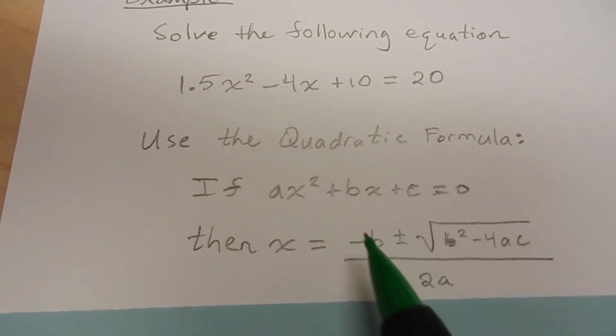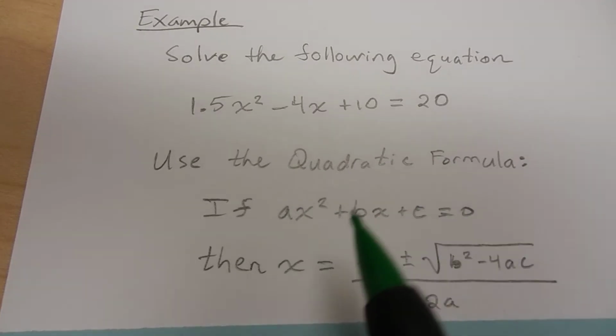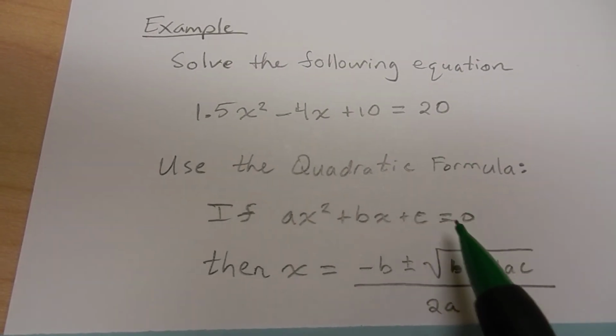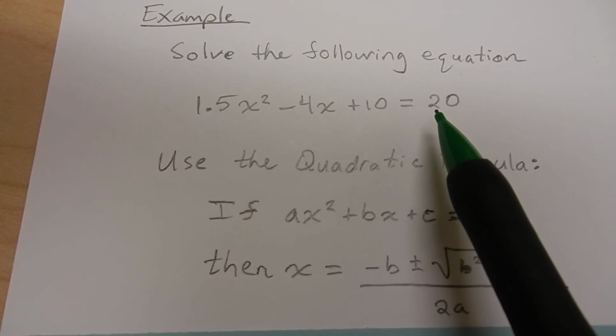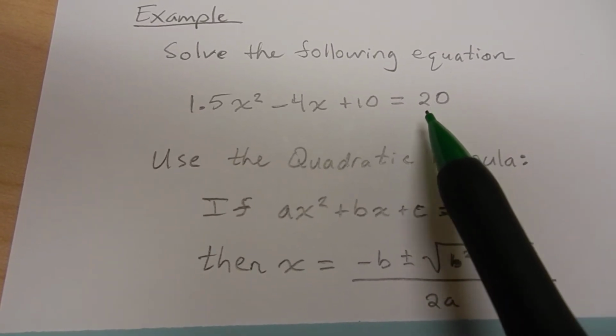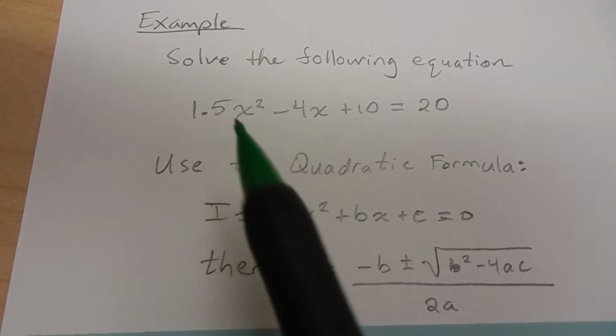If we were going to apply this to this equation here, we'd have to first put this into this form, where 0 is on one side and everything else is on the other. So here's what that looks like. Let's do it. We're going to need to subtract 20 from both sides, so we get 0 here and then everything else on the other.